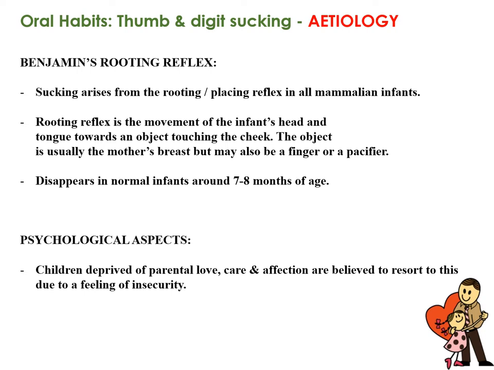cheek. When the baby is not feeding or when the infant is not on a pacifier, he or she might find that their fingers are easily accessible and can easily be placed into their mouth. And that's how the thumb and digit sucking habit can actually start. However, in normal infants, this habit is seen to disappear within an age range of around 7 to 8 months.